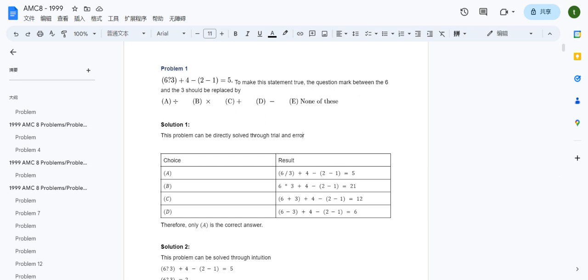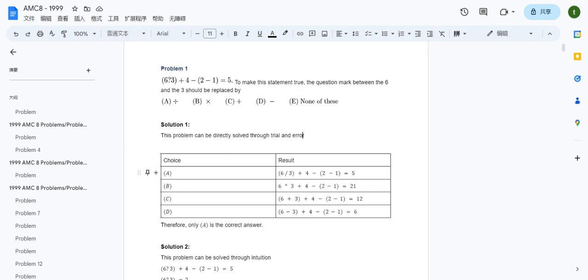Problem 1. 6 question mark 3 plus 4 minus 2 minus 1 is equal to 5. To make this statement true, the question mark between the 6 and the 3 should be replaced by. So let's talk about this question. 6 question mark 3 plus 4 minus 2 minus 1 is equal to 5.